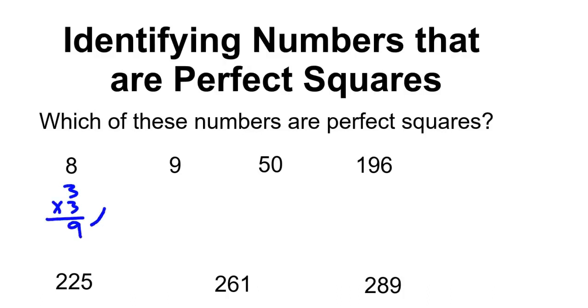For 8, we know that 3 times 3 is 9, which is 1 off of 8, and therefore 8 cannot be a perfect square. For the next example, we know that 3 times 3 is 9, which means 3 squared is 9, and therefore 9 is a perfect square.